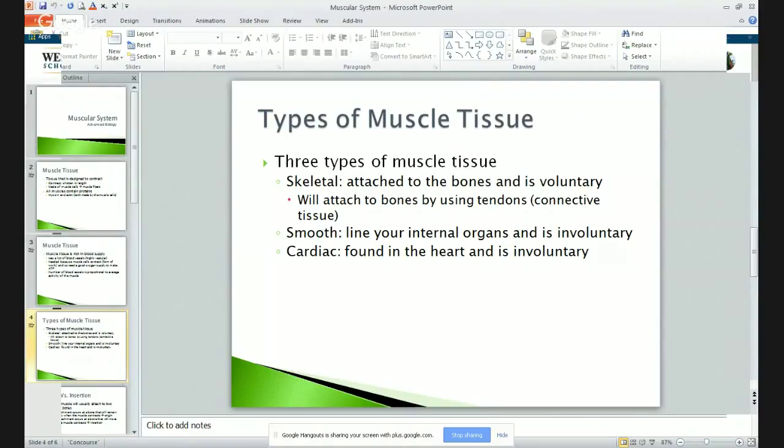Your bones are going to connect to your muscles through a tendon. So you've got your actual muscle, and then at the very ends of your muscles, you've got this thick, dense connective tissue called a tendon, and that's what actually attaches to the bone. So the muscle itself doesn't, that connective tissue of the tendon will. So ligaments connect bone to bone, and tendons are going to connect muscle to bone.